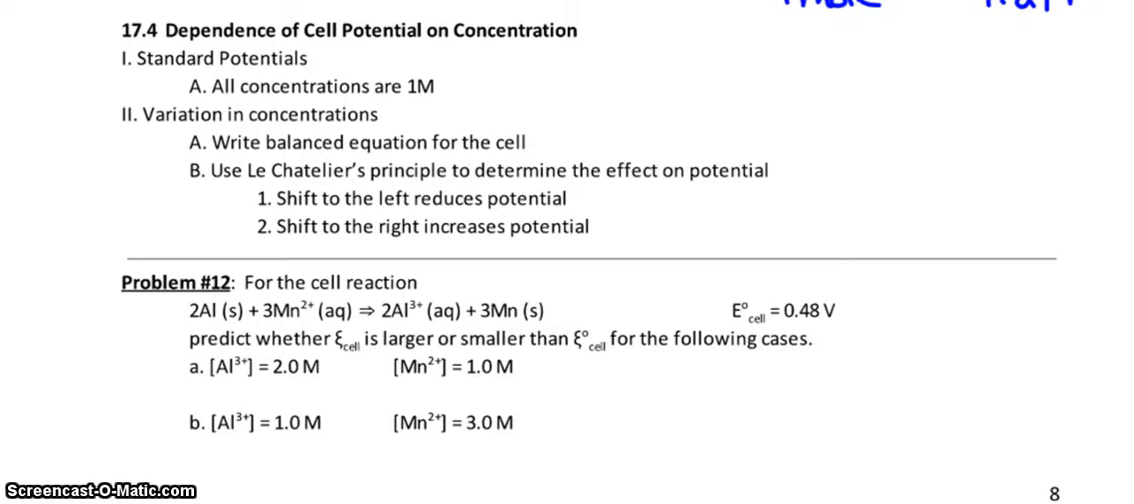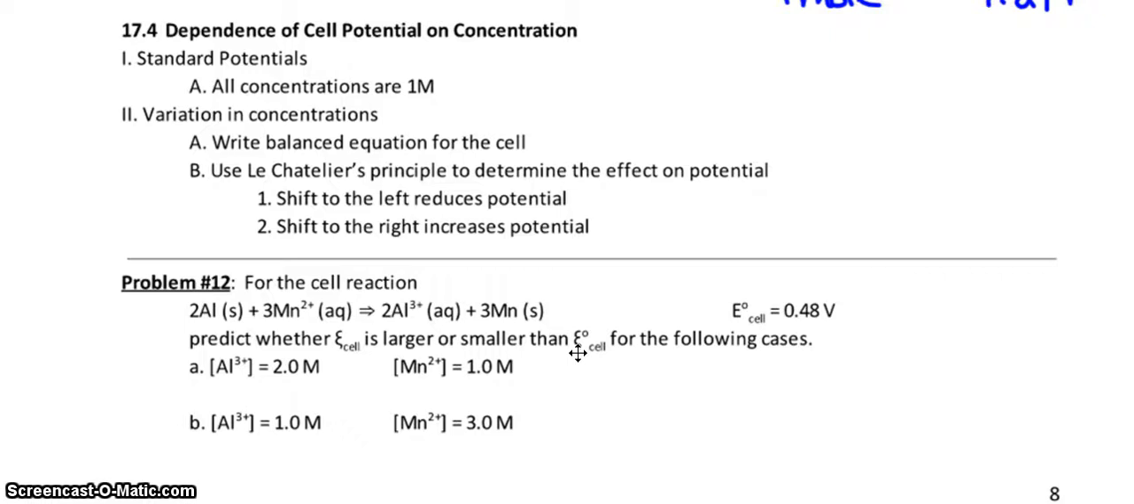In problem number 12, for the cell reaction, we have aluminum and the manganese ion reacting to form the aluminum ion and solid manganese. Predict whether that E cell is going to be larger or smaller than the E naught. Notice that the E cell is a little squiggly E, the same thing as this E here. The E naught means it's standard, and without the naught it means not at standard.